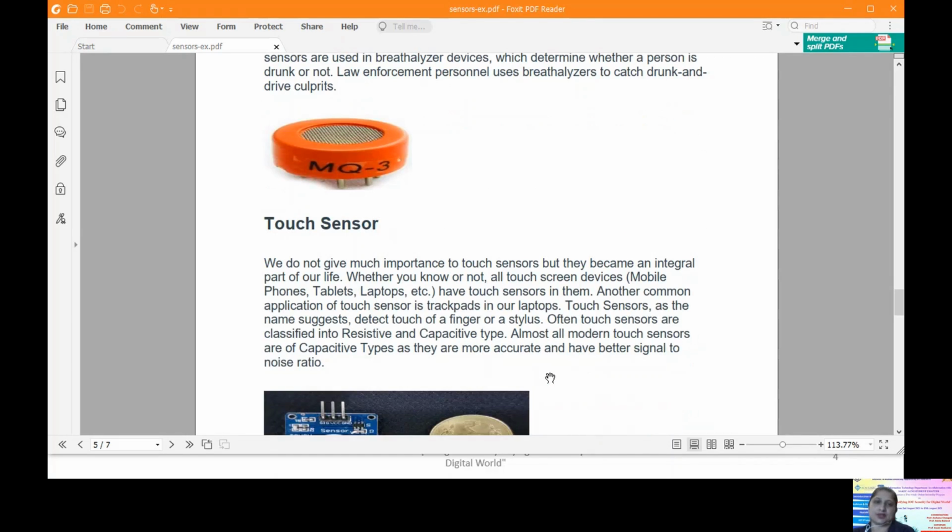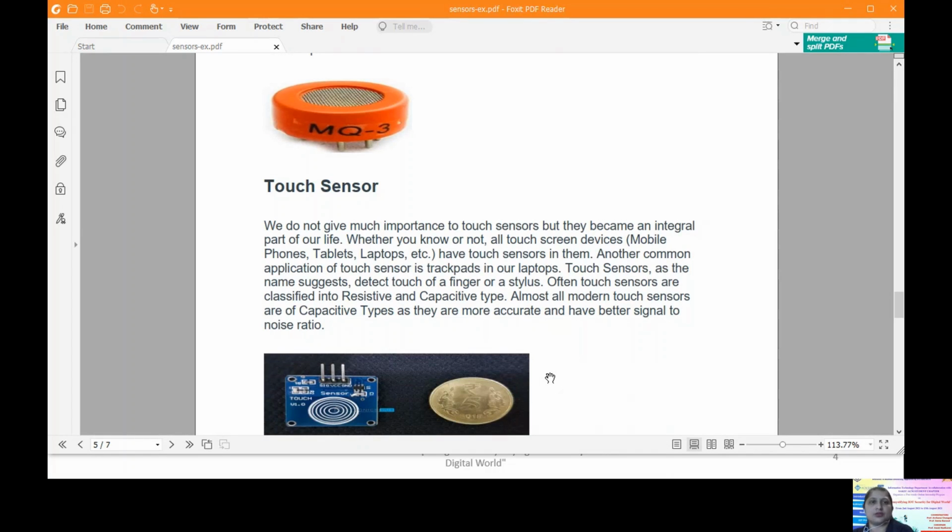The next example of a sensor is a touch sensor. We do not give much importance to touch sensors, but nowadays the touch sensor is an integral part of our life. Why? Because all touch screen devices, which include mobile phones, tablets, laptops, etc., have touch sensors in them. Another common application of touch sensors is trackpads in our laptops.